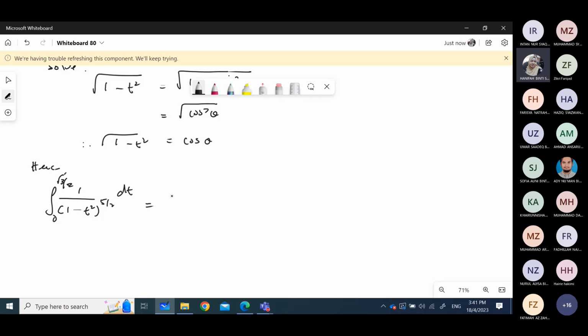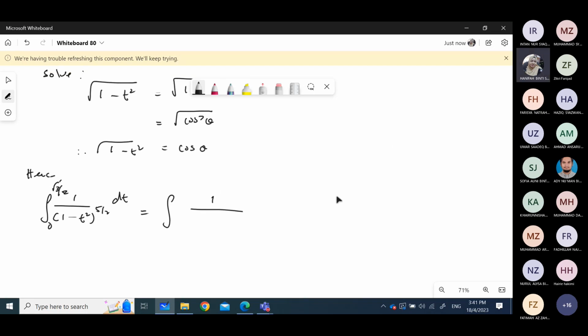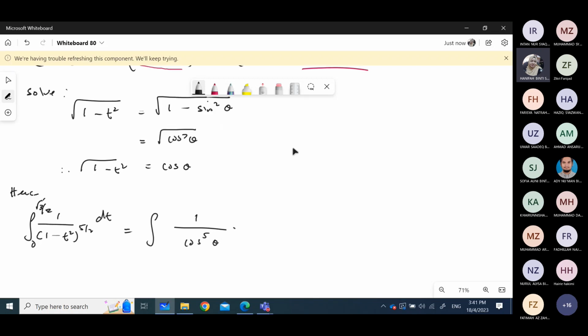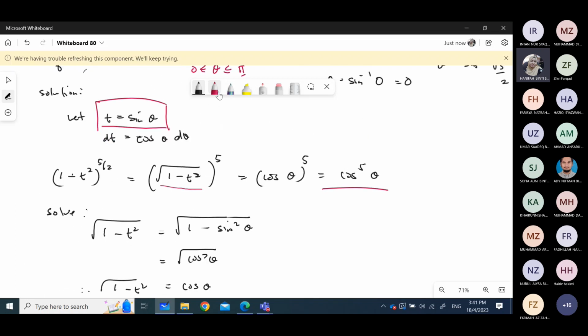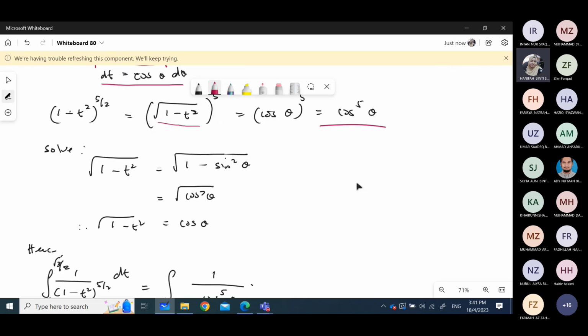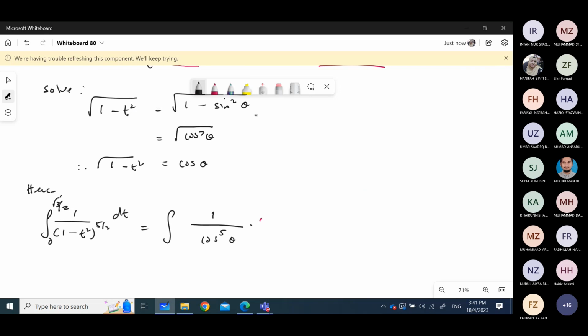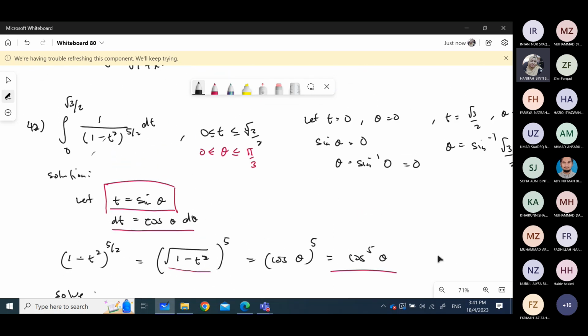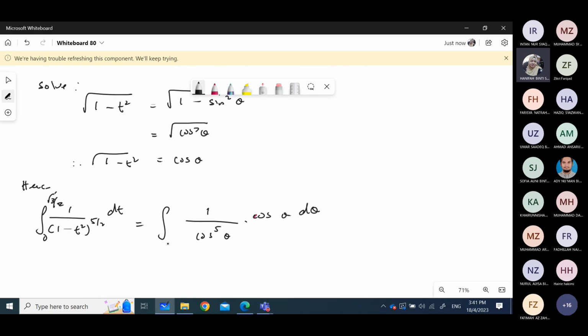It is equivalent with the integral 1 over this one. Kita selesaikan jawapan yang ni, cosine to the power of 5 theta. So d theta dt, so our dt is this one. Ini masukkan je, cosine theta d theta. And the limit in theta is this one, 0 to pi over 3.